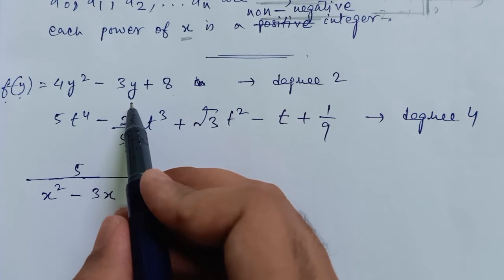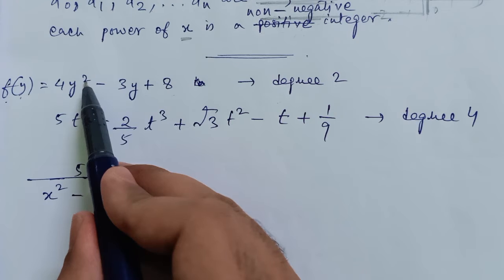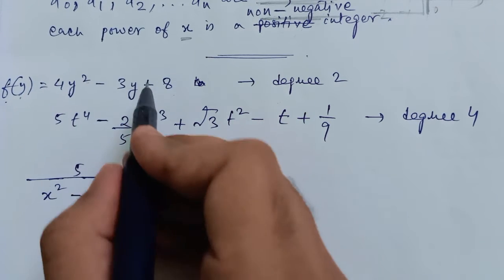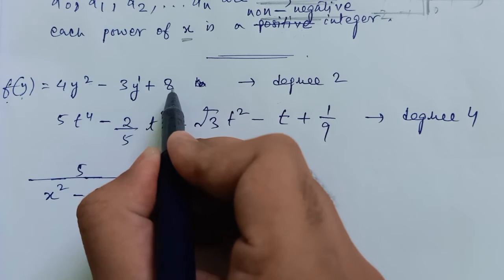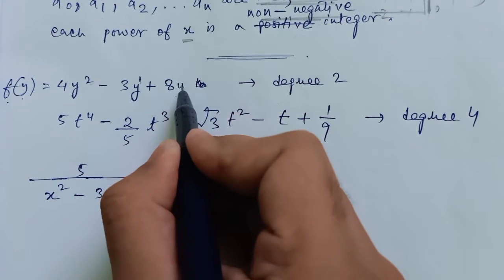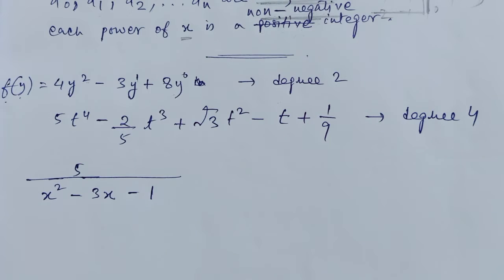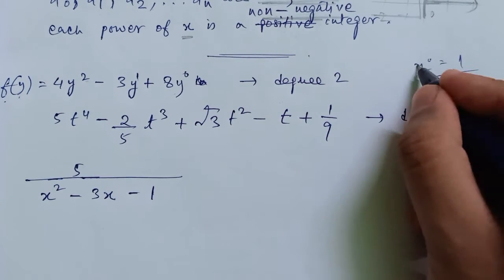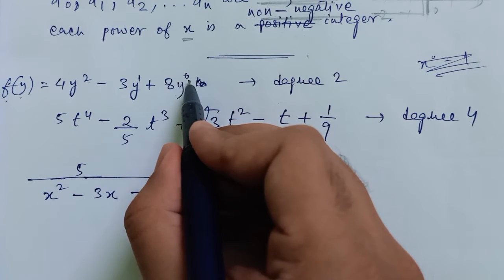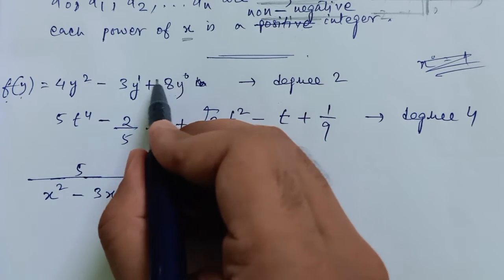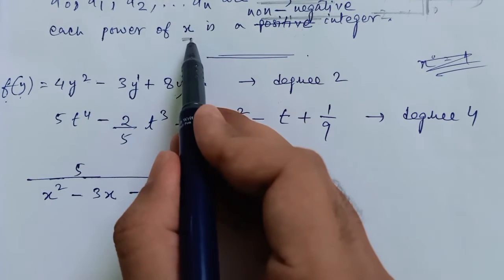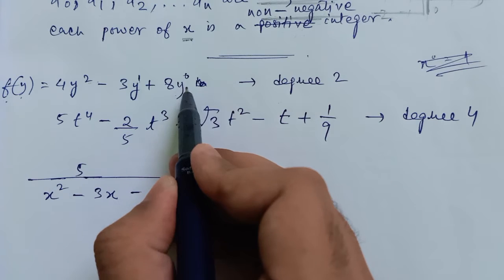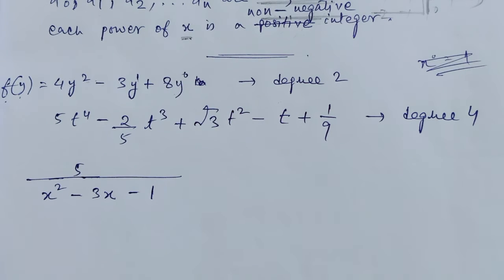One more thing: you can see all the powers are non-negative, right? This is 2, this is 1, and here you have y to the power 0, because we know that x to the power 0 is always 1. So basically you have a power over here which is 0. Every power of the variable is non-negative, so it is a polynomial.